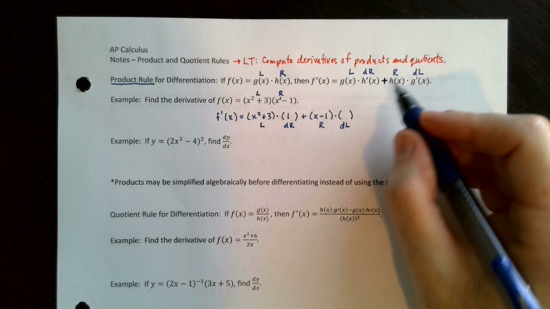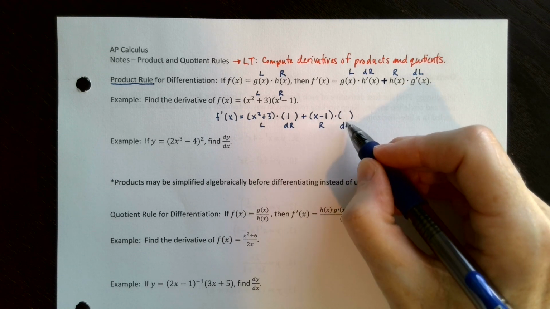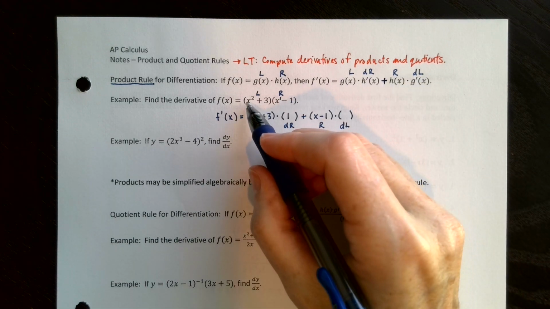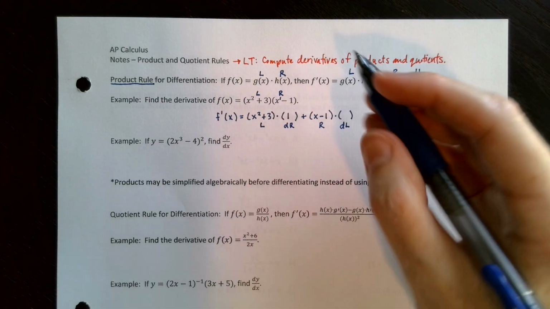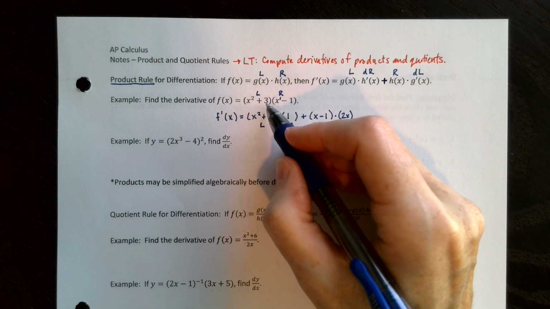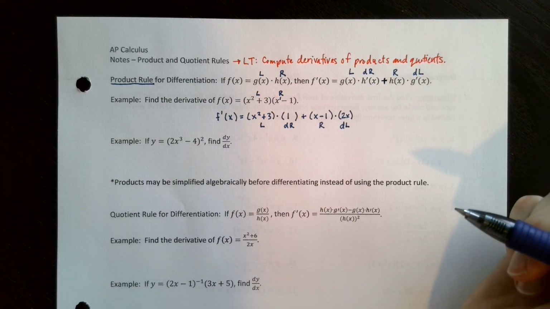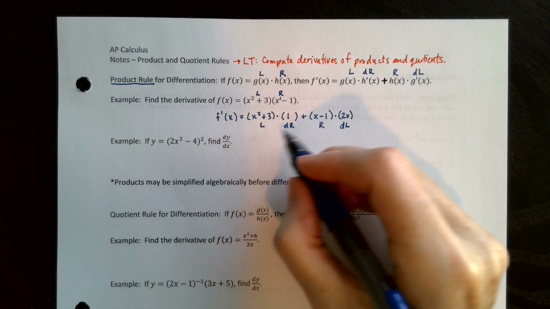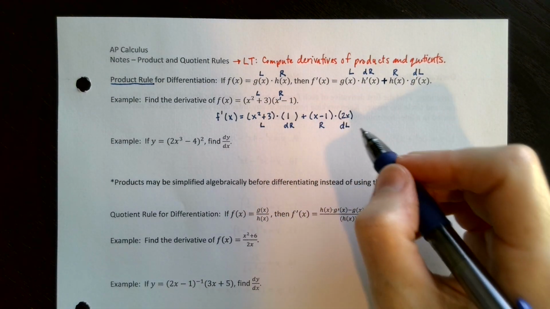Then we copy our right function and times it by the derivative of the left function. And so power rule on the x squared gives me 2x to the first, plus the derivative of the constant 3 is always 0. So now I've got my left d right plus right d left, and we need to simplify.